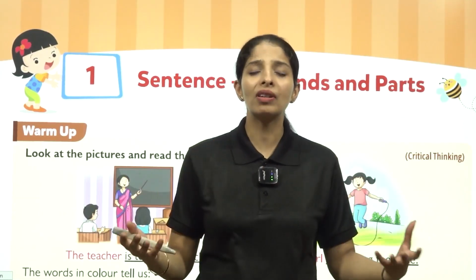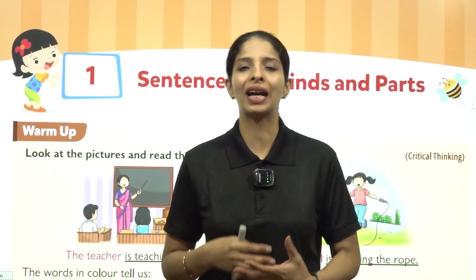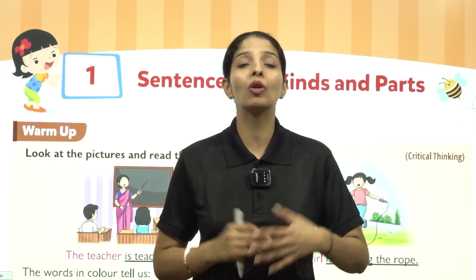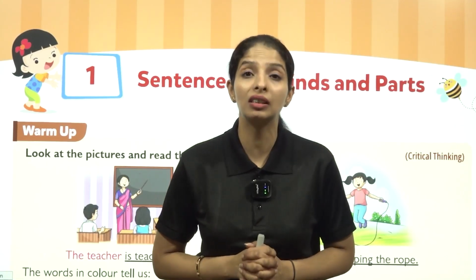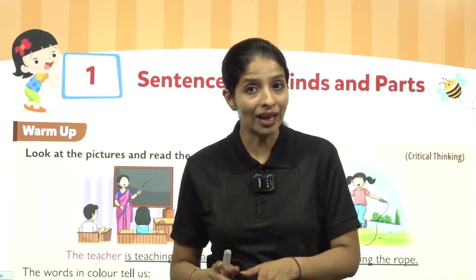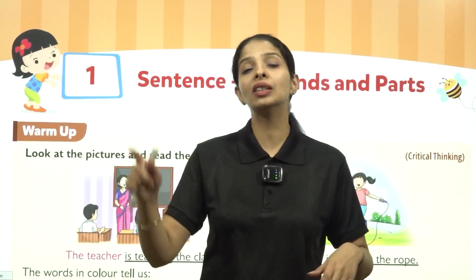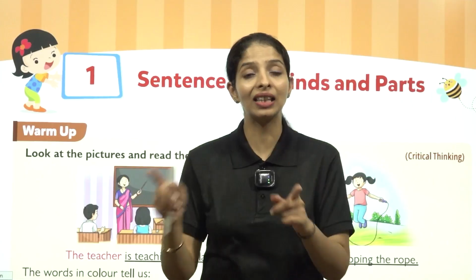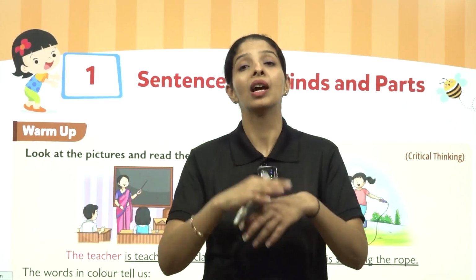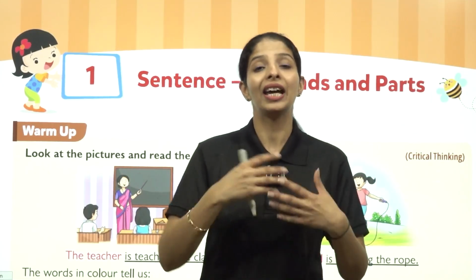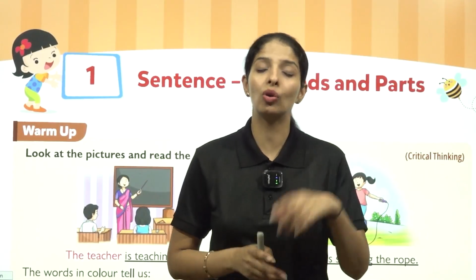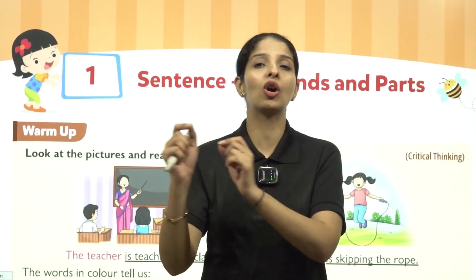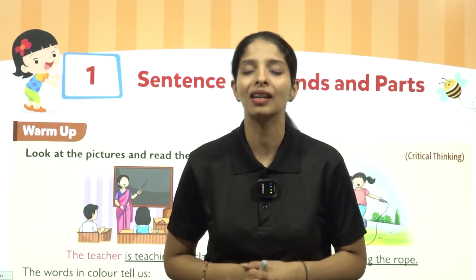Subject, the person or the thing I'm talking about. Like the girl is sitting on the chair. I'm talking about whom? I'm talking about the girl. So the girl is the subject here. Is sitting on the chair is what the girl does or is. The next part of the sentence, which is telling about the girl, is called the predicate. So the girl is the subject and is sitting on the chair is the predicate.